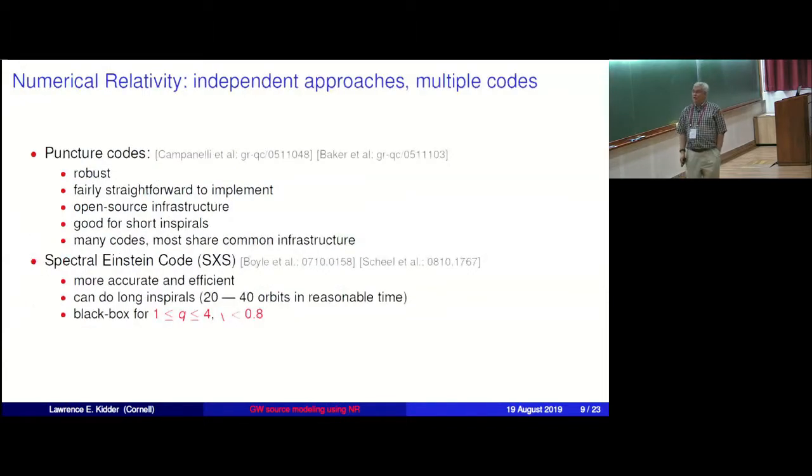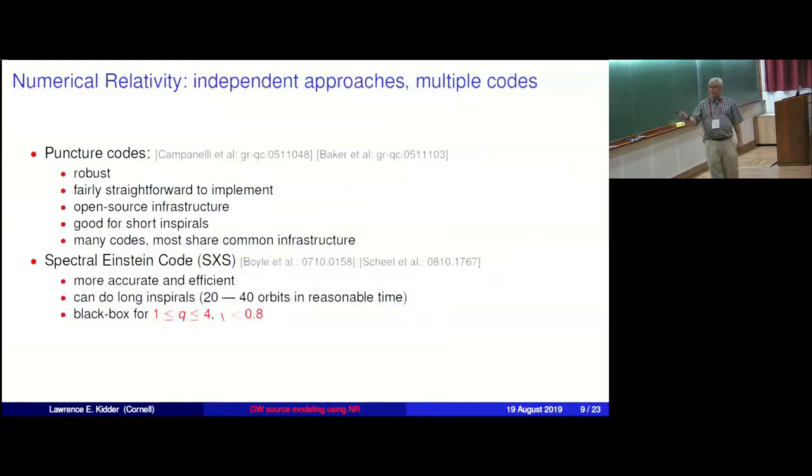The good news for numerical relativity is right now there are really several independent approaches and multiple codes that all give the same answer. So there are a set of puncture codes, which were the first codes to be able to robustly simulate numerical relativity binary black hole waveforms. They're fairly straightforward to implement. There's some open source infrastructure. They're good for short inspirals, and there are many codes, but most share common infrastructure.